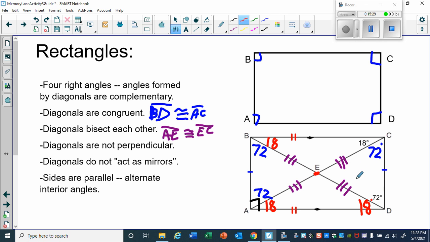So if this angle was 72, that's why this angle is 72. It's not going to be 18, 18. Or here 72, 72. No.